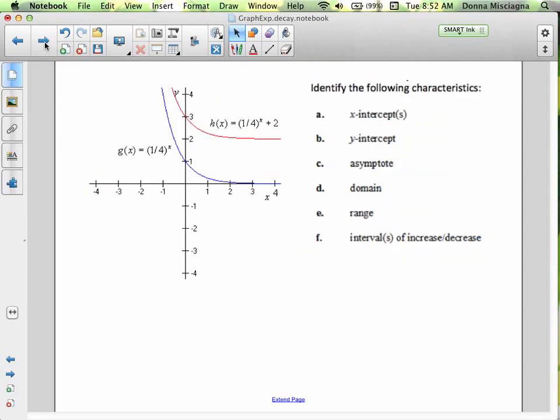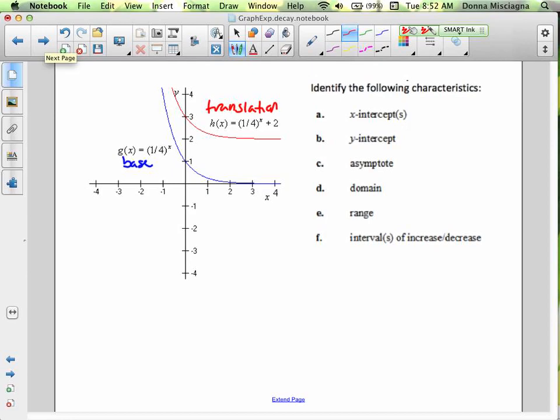So we're looking at the red graph, h of x, right? h of x equals 1/4 to the x plus 2. And we have our base graph. This one's the base graph here, and then this is the translation. We're only going to look at the translation. X-intercept, yellow 3.